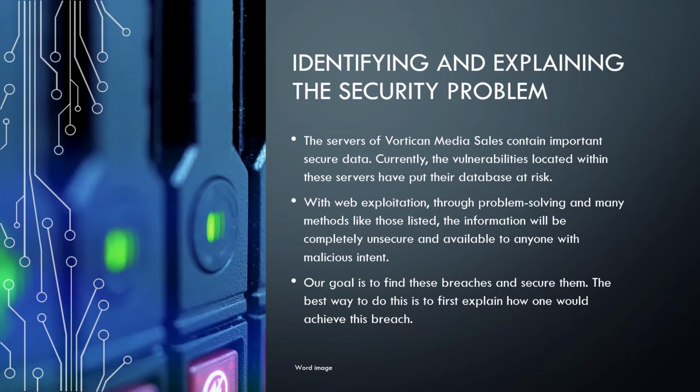Identifying and explaining the real security problem. The servers of Vortican Media Sales contain important secure data. Currently, the vulnerabilities located within these servers have put their database at risk. With web exploitation, through problem solving and many methods like those listed, the information will be completely unsecure and available to anyone with malicious intent. However, our goal is to find these breaches and secure them. The best way to do this is to first explain how one would achieve this breach.